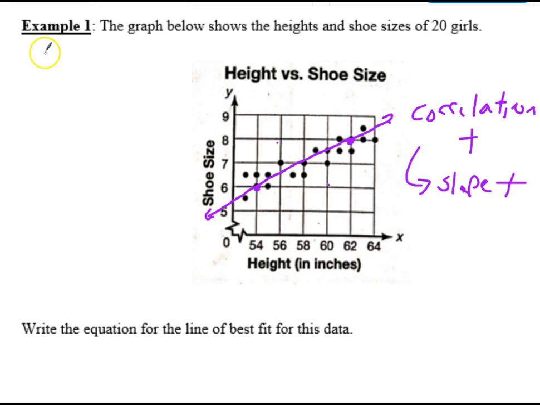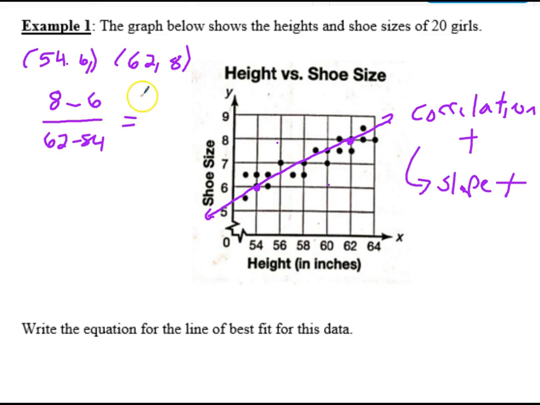Okay, so now we have 2 points: (54, 6) and (62, 8). We're going to find the equation for the line between those 2 points. First we find our slope: y2 minus y1 over x2 minus x1, which is 8 minus 6 over 62 minus 54. That gives us 2 over 8, which is 1/4. For lines of best fit, it's typically best to use decimals, because it's going to make our life a lot easier.